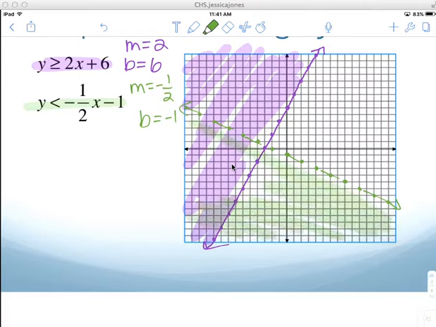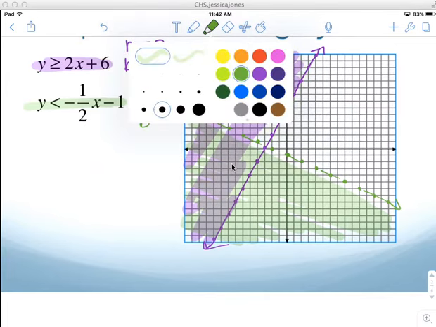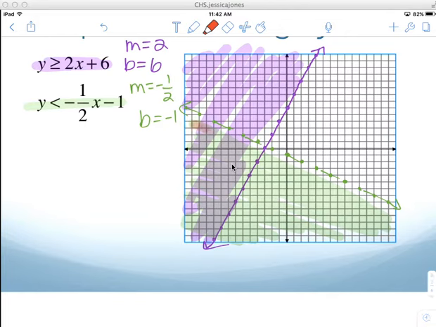Now, since this is a system of inequalities, we want to keep shaded where they are both being shaded. So I'm going to change my color to red, and I'm going to go over where they are both being shaded. The only area we want to leave shaded is the area that is both greater than the purple line and less than the green line. So I'm going to erase the extra purple and erase the extra green. I'm only going to leave the red shaded.